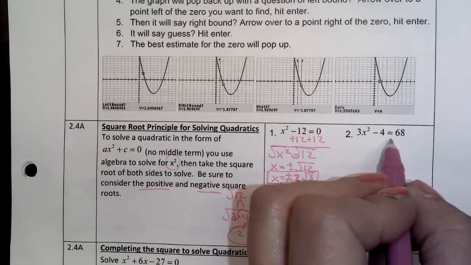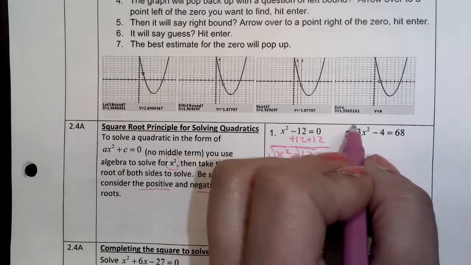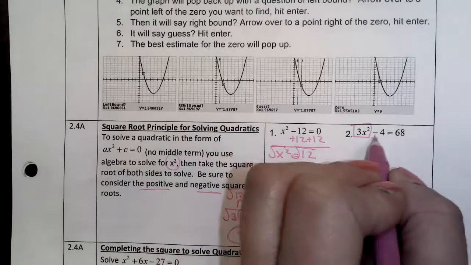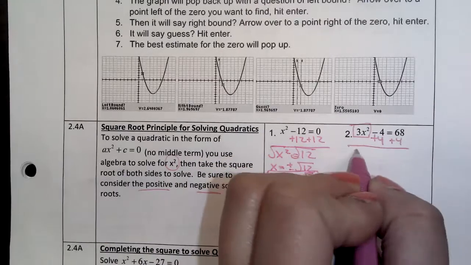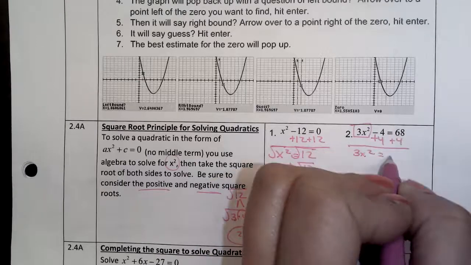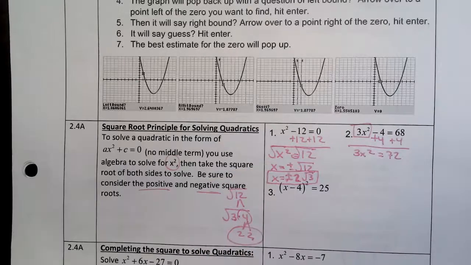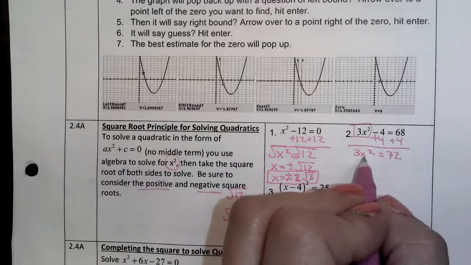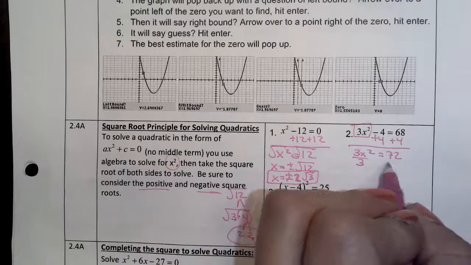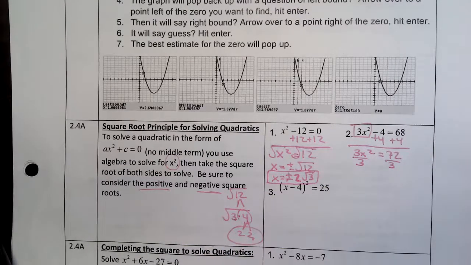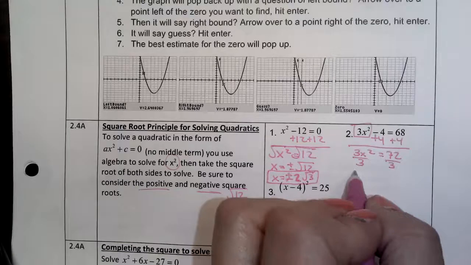Okay, so this one right here, first thing I got to do, I have to get this whole piece by itself. So I'm going to add 4 to both sides. And I get 3x squared equals 72. Okay, I got to get the x squared by itself. So I'm going to divide by 3 on both sides. And I get 24.